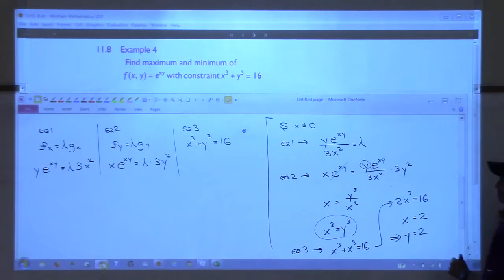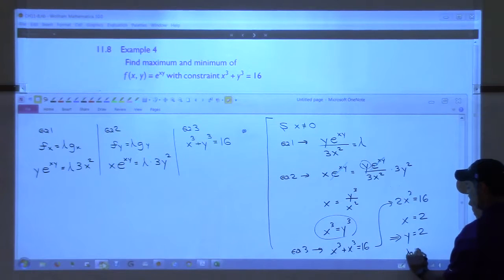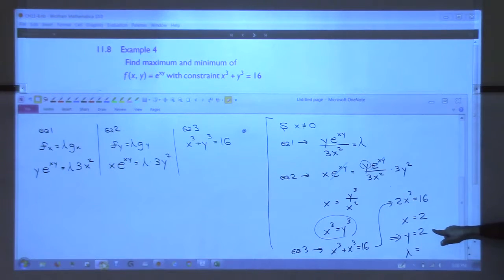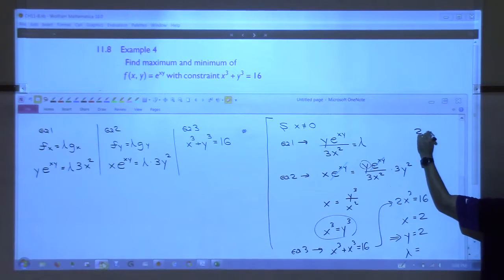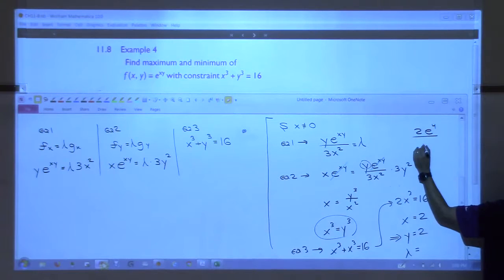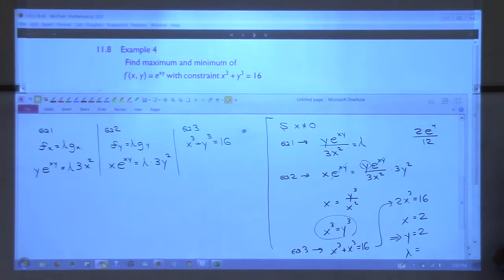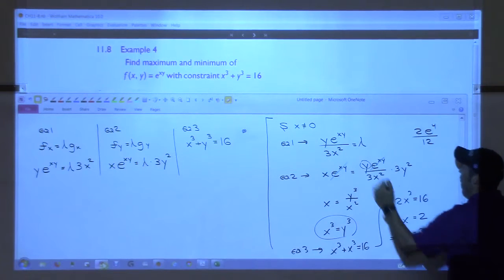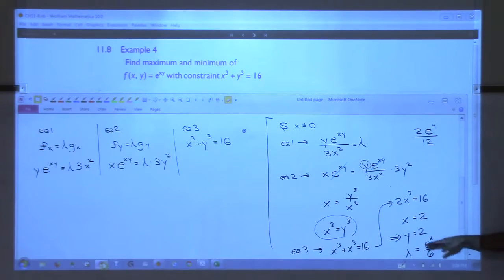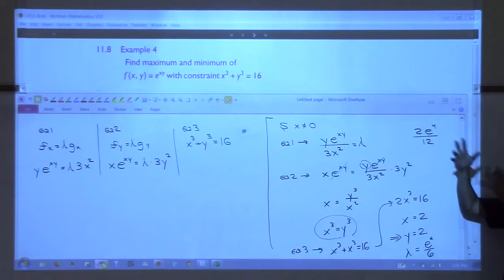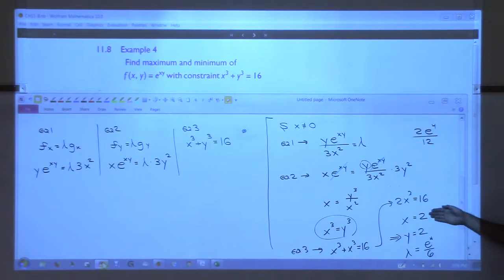And while we're here, let's just get lambda. What's lambda? Ooh, lambda's going to be nasty. If x is 2 and y is 2, here's our equation for lambda. So what would that be? I'll just do it right here. 2 e to the 4 over 12. That's replacing x and y with 2 here. So we get, this is the first time we've seen our lambda be something weird: e to the 4th over 6. But lambda doesn't really play a role in our plugging into a function. It's just showing that we solved for all three unknowns. All right. So we'll have to consider that point.